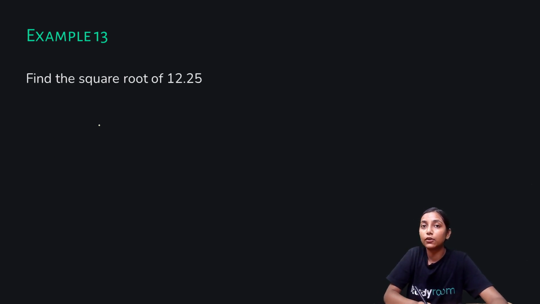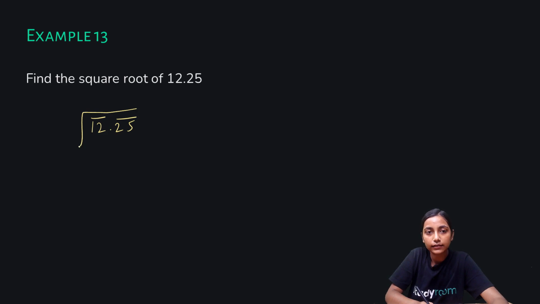Let's use the method of long division that I taught you in the previous video for finding the square root of this number as well. That method will go something like this. Now which number will I write here? 3 3s are 9, 4 4s are 16. So I'll write 3 here. 3 3s are 9, subtract, and we get 3. Bring down these two numbers, 325.